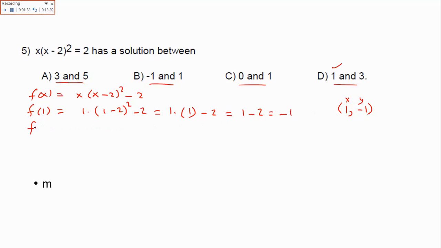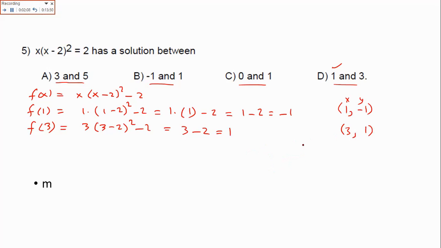Now we're going to go ahead and get f of 3. F of 3 is going to be equal to 3 into (3 minus 2) whole squared, minus 2. Okay, and that's going to give us what? 3 multiplied by (1 minus 2), so it's 3 minus 2, which is equal to 1. That means when x is equal to 3, y is equal to what? 1, right? Right.